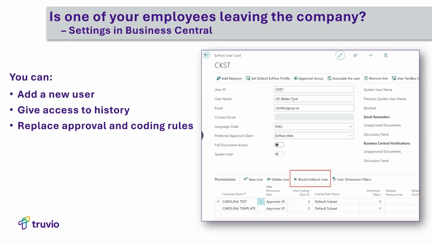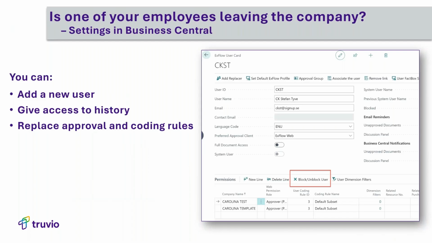Let's look at the scenario if an employee is leaving the company. You can give access to a new user to the history, and you can replace approval and coding rules. So let's say they have a CFO and the CFO is leaving the company. Then you can add all the history and add that new CFO to the existing CFO's history, so the new one gets all the information they need to approve documents moving forward.